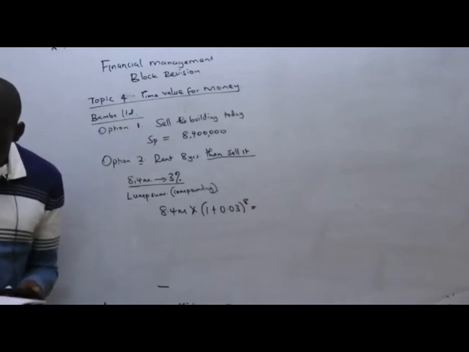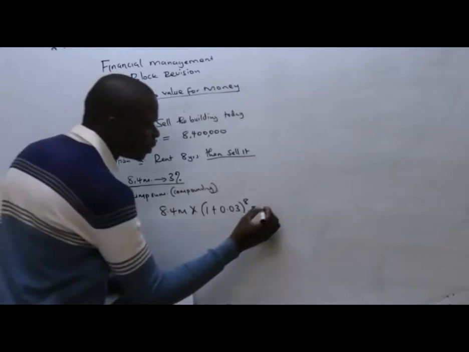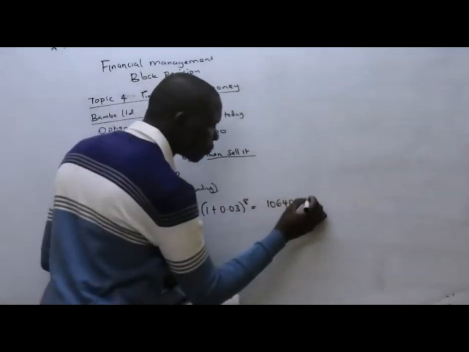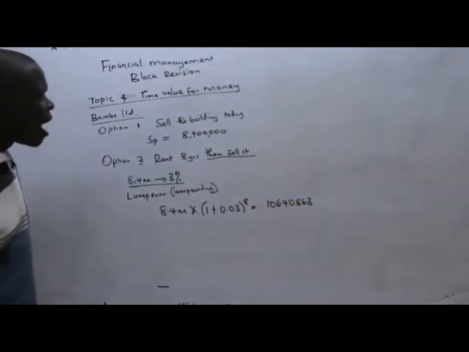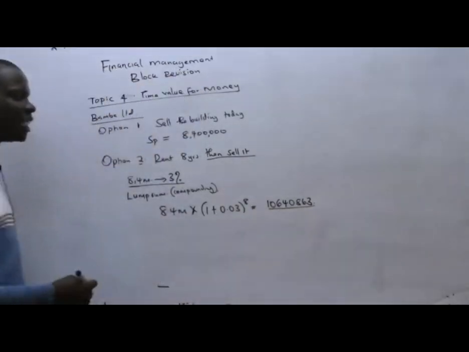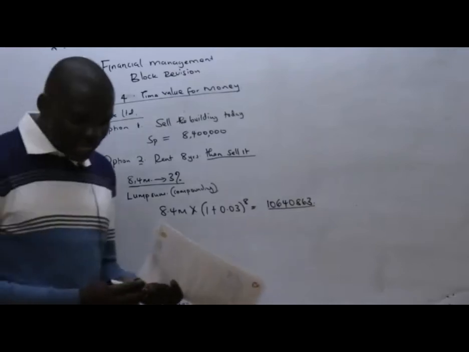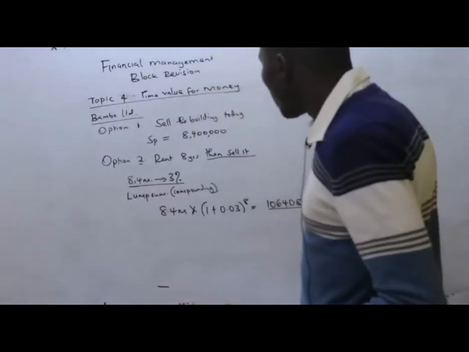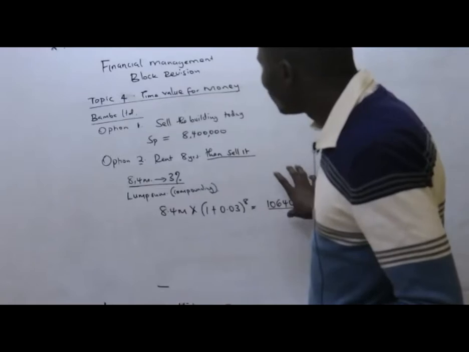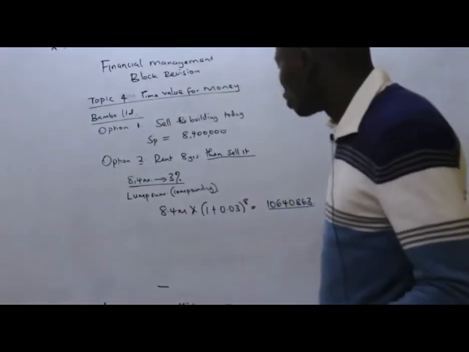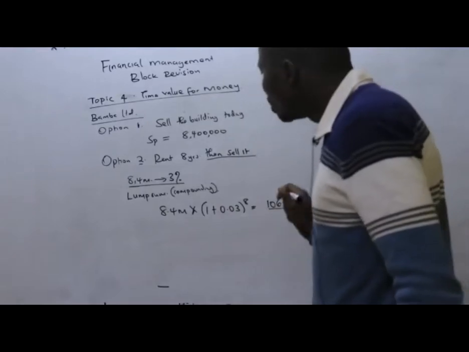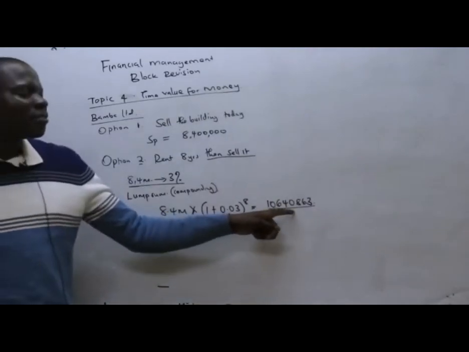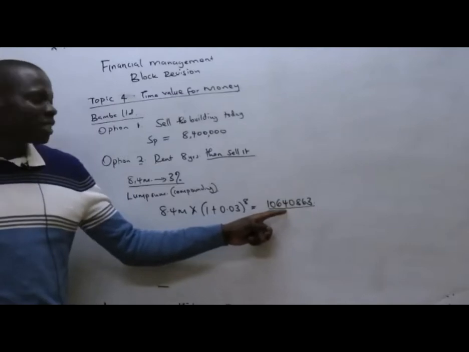10,640,863. Thank you, Nancy. So this is the value of the house after 8 years. Now, what we are considering here is what will be the price of the house today, so that we can compare if we can sell or if we can rent. So this is the price of the house after 8 years, and we need to determine the present value of this amount.